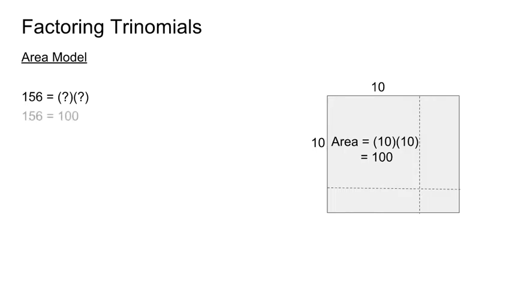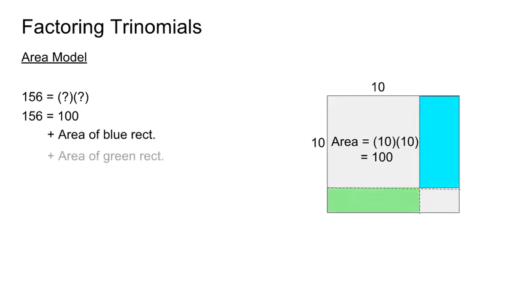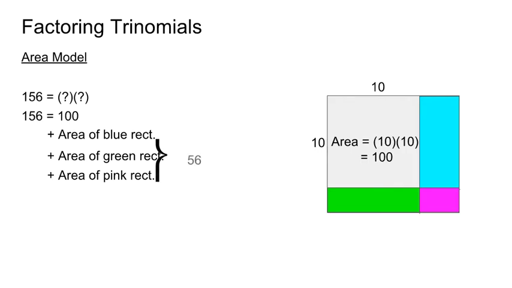Great. Well, that leaves us with this blue rectangle, this green rectangle, and this pink rectangle. And the total area of the whole entire large rectangle is 156. That has to be the 100, that gray part, plus the blue, plus the green, plus the pink. All of that has to equal 156. The blue plus the green plus the pink has to equal 56.